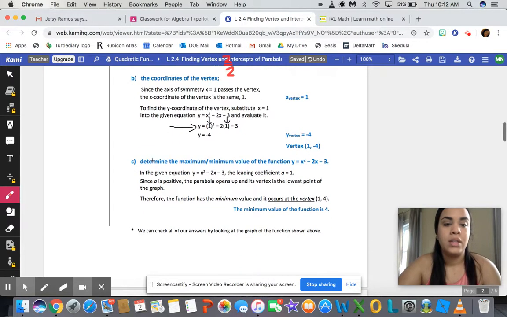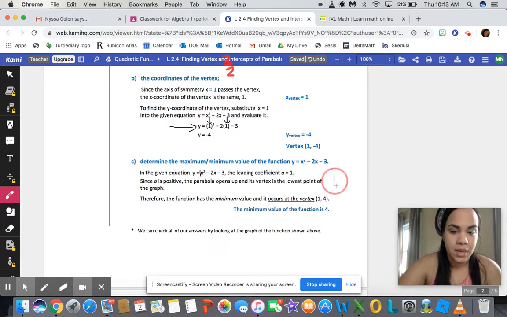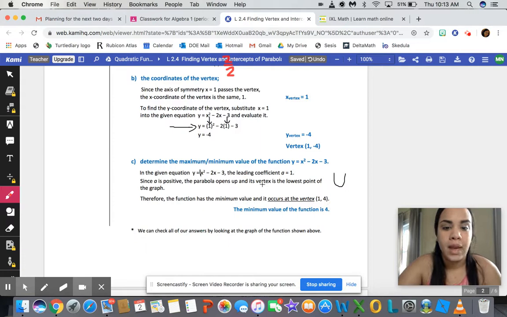Okay. Determine the maximum or minimum value of the function. In the given equation, the leading coefficient is 1. How do we know? This x squared has an invisible 1 right here. Since a is positive, the parabola opens up, meaning a smiley face, and its vertex is the lowest point of the graph. So the vertex over here will be a lowest point, right? It will have a minimum value, not a maximum. Therefore, the function has a minimum value and occurs at the vertex 1, 4. The minimum value is 4.